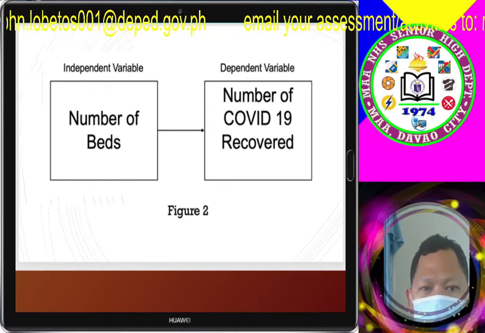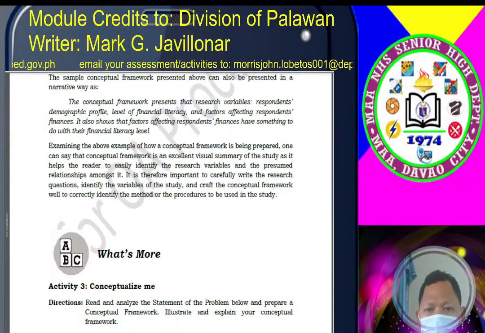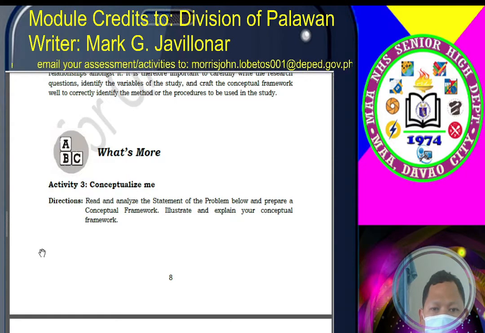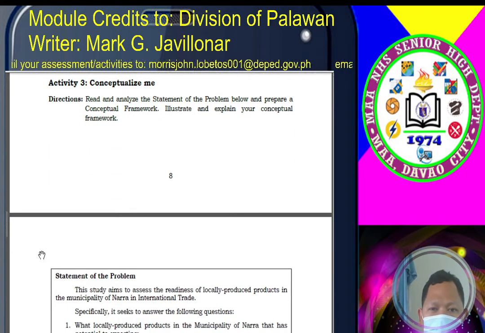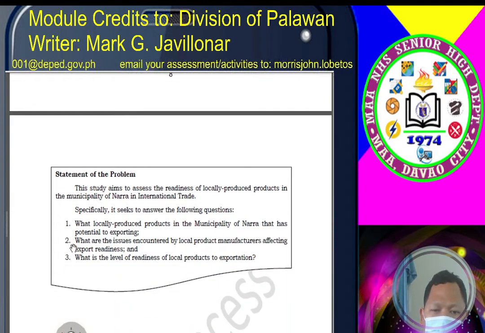Okay, let's go back to our module. So you answer this Activity 3. I already gave you an example on how to make a conceptual framework. Directions: analyze the statement of the problem below and prepare a conceptual framework, illustrate and explain your conceptual framework. So SOP: this study aims to assess the readiness of locally produced products in the municipality of Nara for International Trade. Specifically, it seeks to answer the following questions.